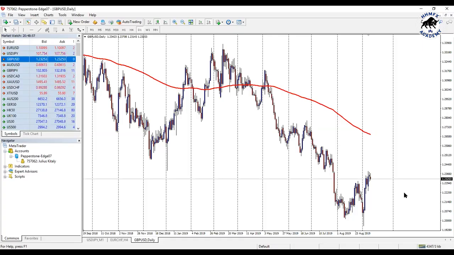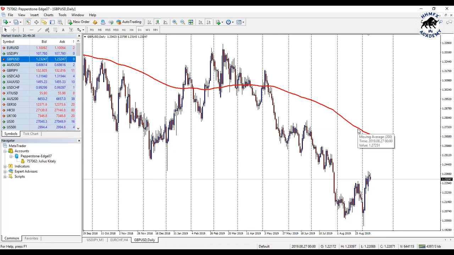See guys, this is mostly used in the stock exchange when it is used alone. When it is used alone, it is mostly used in the stock exchange market. But when it is used in the forex market, it must be used along with other moving averages, guys.